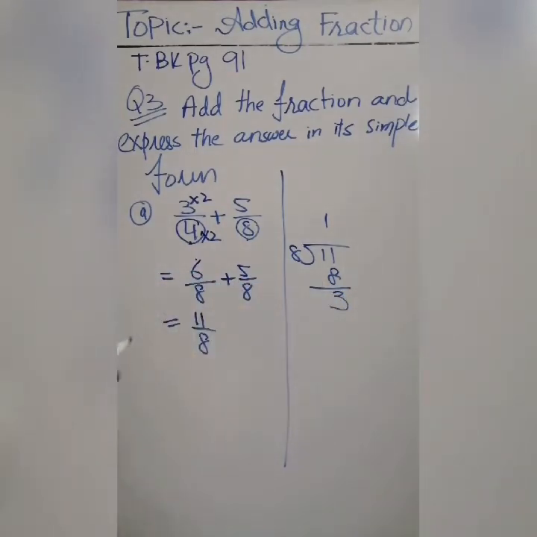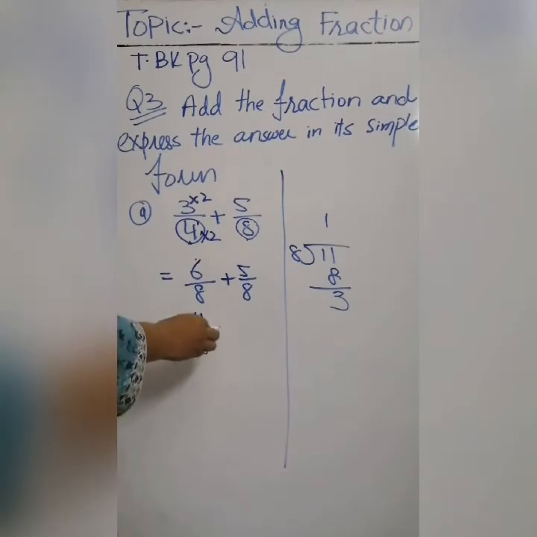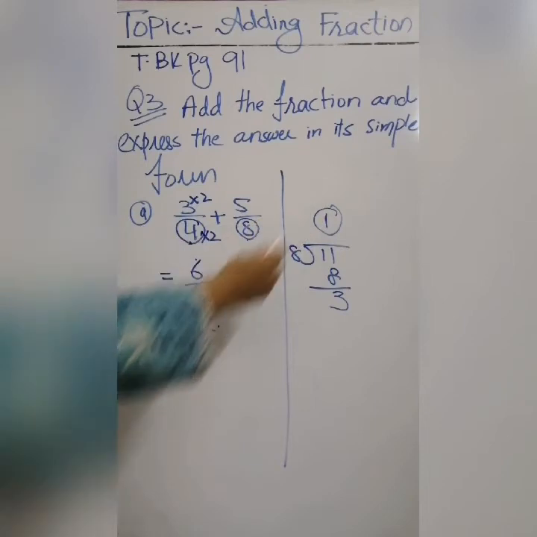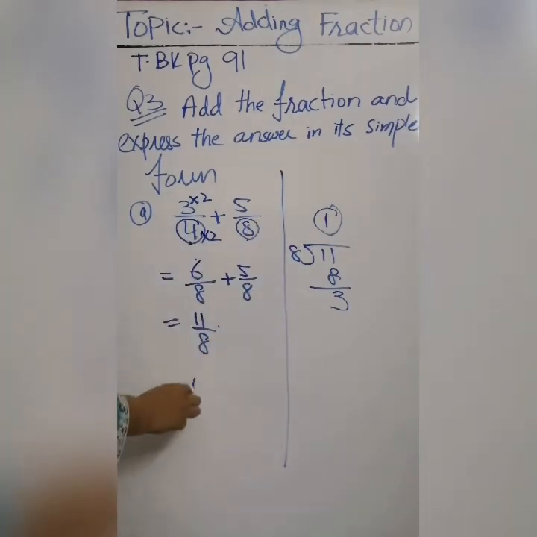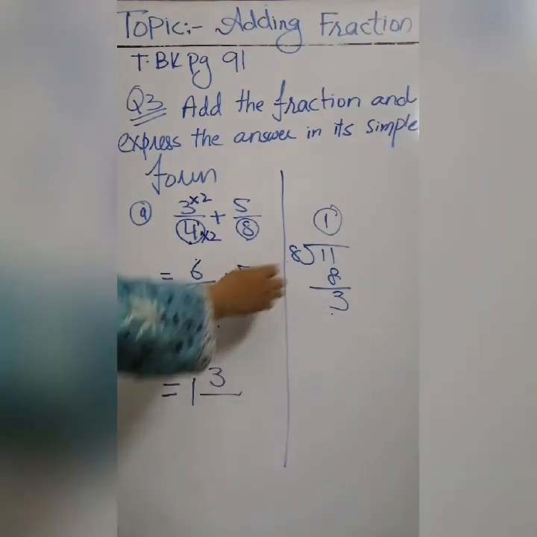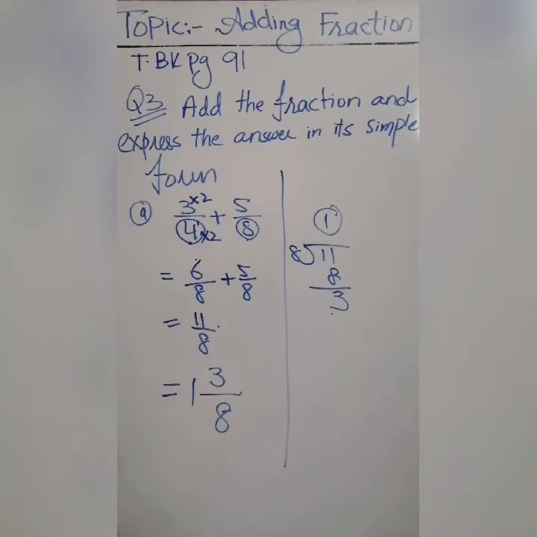So when we convert an improper fraction into a mixed number, we write the quotient as the whole number, the remainder as the numerator, and the denominator remains the same. 1 whole 3 by 8 is the answer.